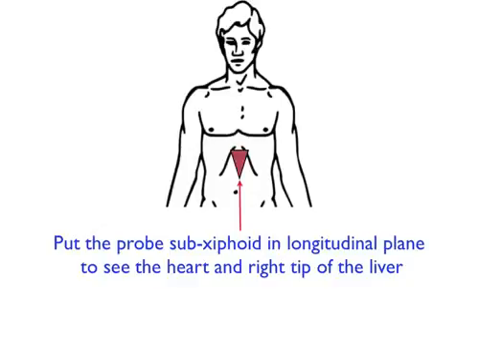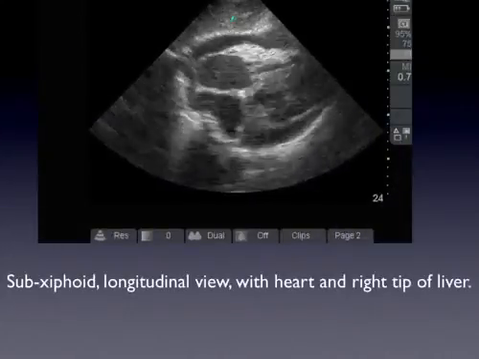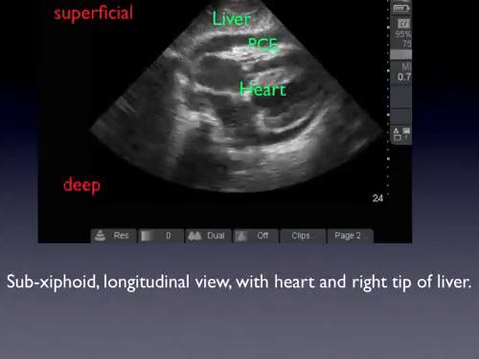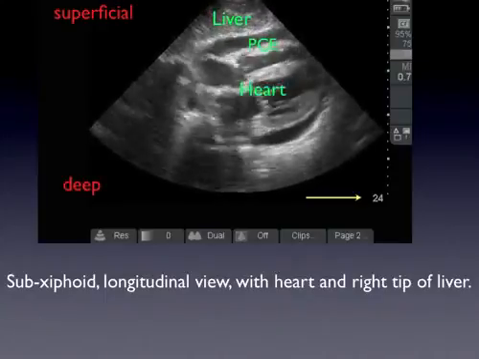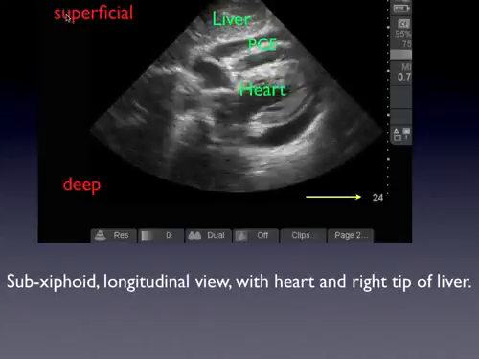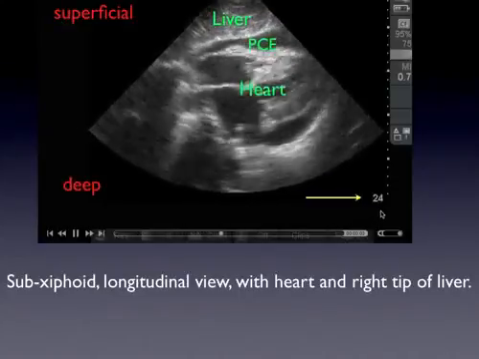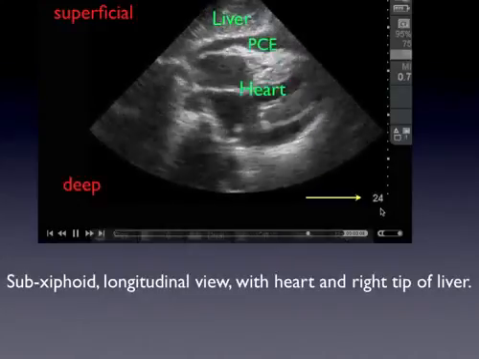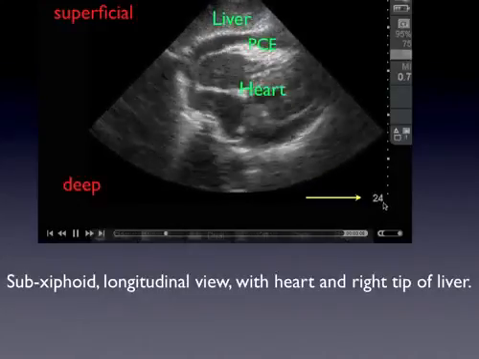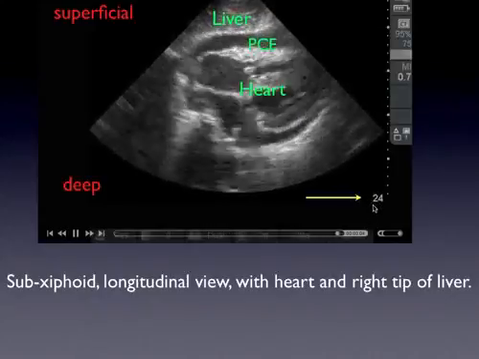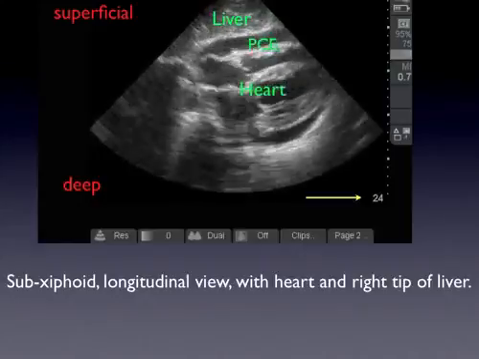First, put the probe in the subxiphoid position in the longitudinal plane to see the right tip of the liver and the heart. And here you see the liver in the superior margin of the image, and the heart surrounded by a pericardial effusion. Over here is superficial, over here is deep, and we can see that we're viewing relatively deeply at 24 centimeters. It's important to always look at this particular spot here and make sure that you're visualizing at the right distance.